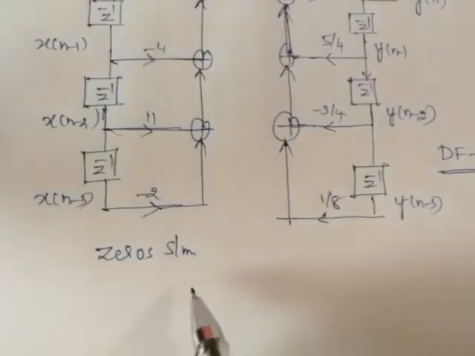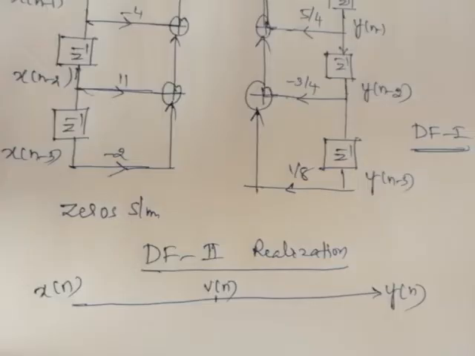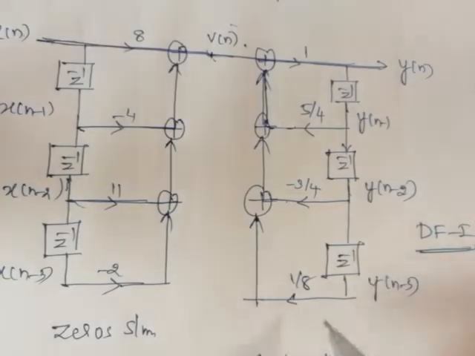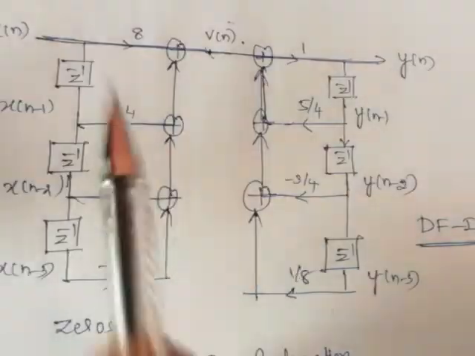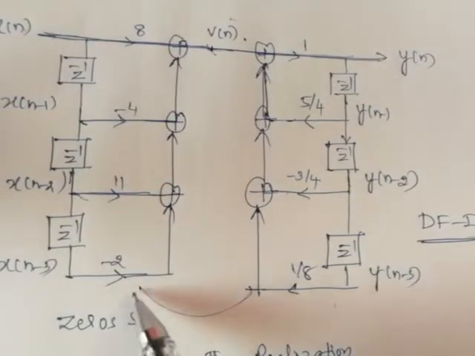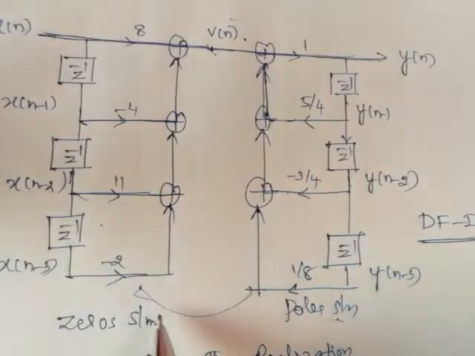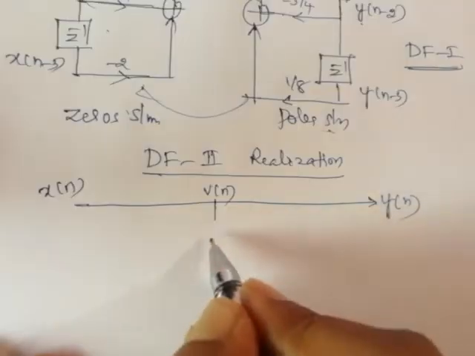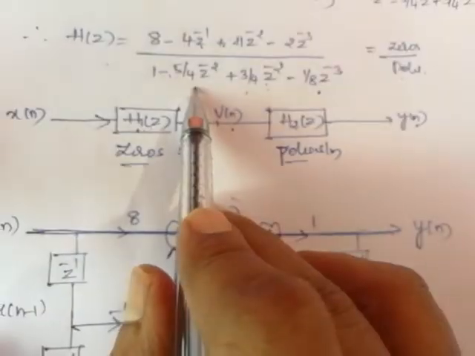Next is direct form 2 realization. As I told, in the case of direct form 2 realization, this entire diagram we are going to shift to this side, and this entire diagram we keep here. It is nothing but interchanging the positions of the zero and pole systems. So the pole system will come here and the zero system will go here. Then take the delay elements common. So step by step, V of n is delayed by one time. As I told, the pole system will come first.